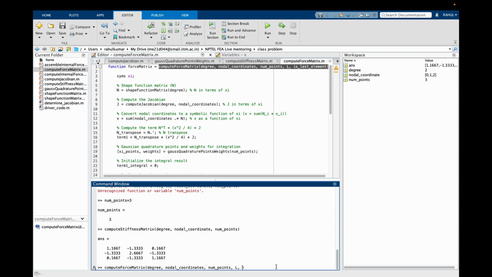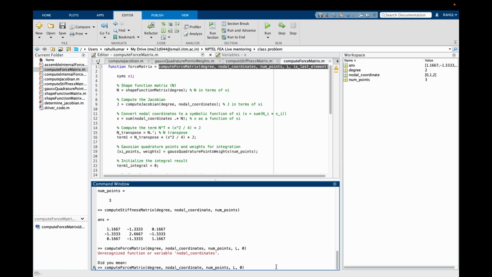For the last element, we should write one. No. Here the nodal coordinate is 0, 1, 2, right? So for this one, we should write 0, as this will not contribute in that. So we will write 0.